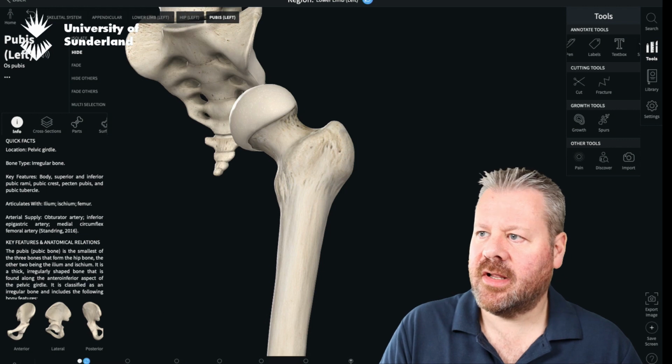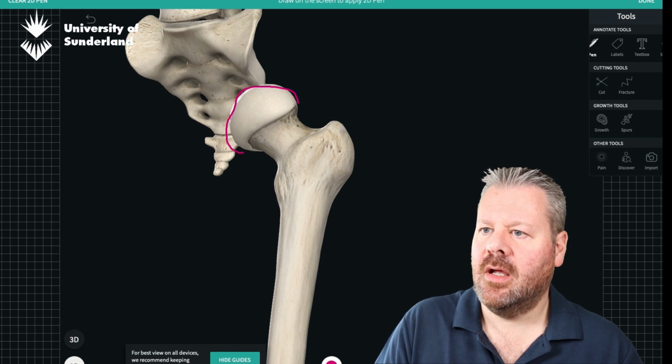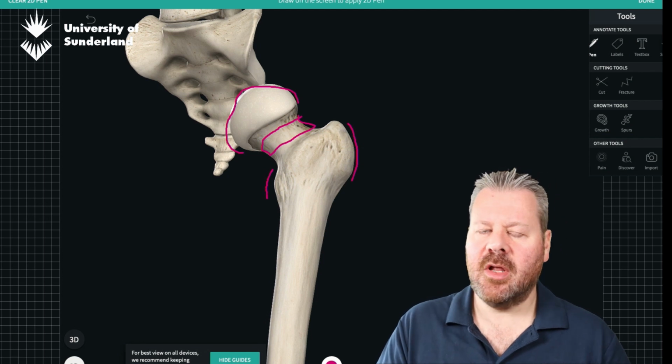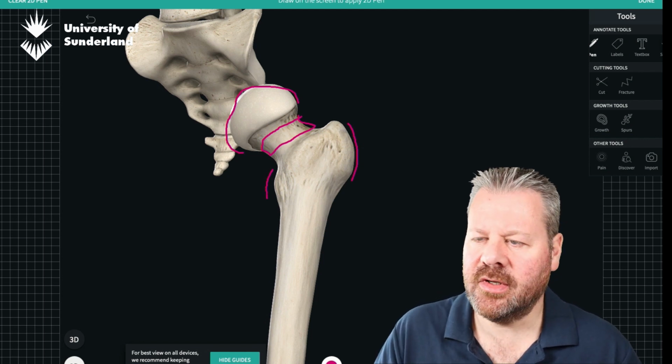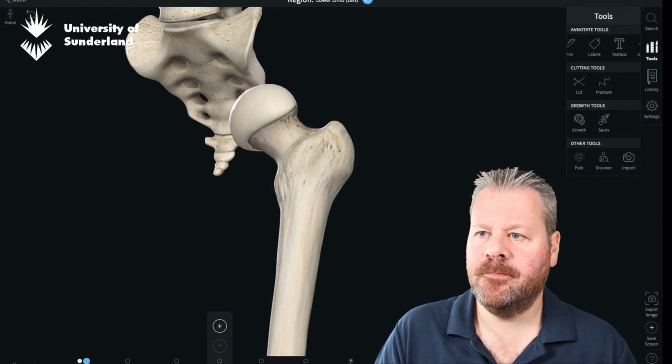So the femur itself, like I said, we've got the femoral head here. We've got the femoral neck, which is in this area here. The greater trochanter and the lesser trochanter, which are important muscle attachment points. Now it's fairly important to be aware of the blood supply in this area.